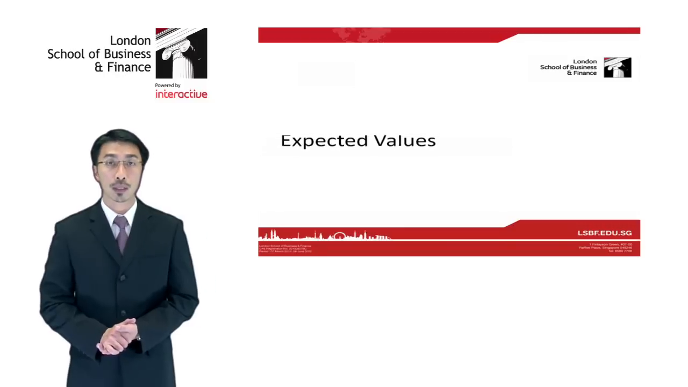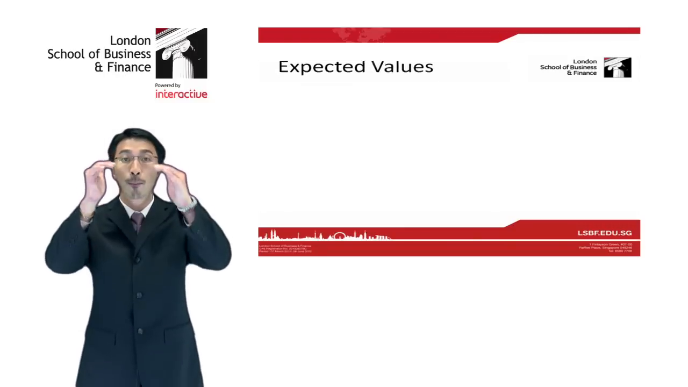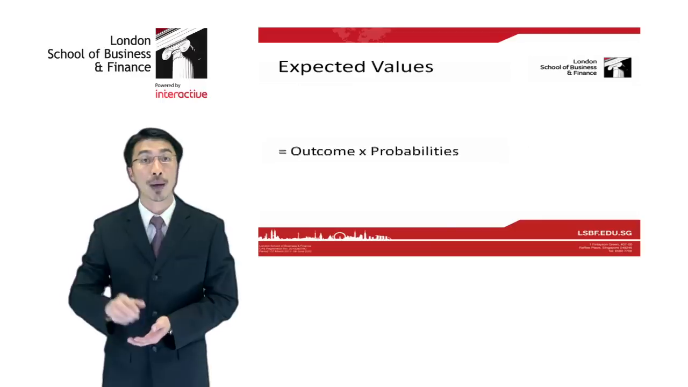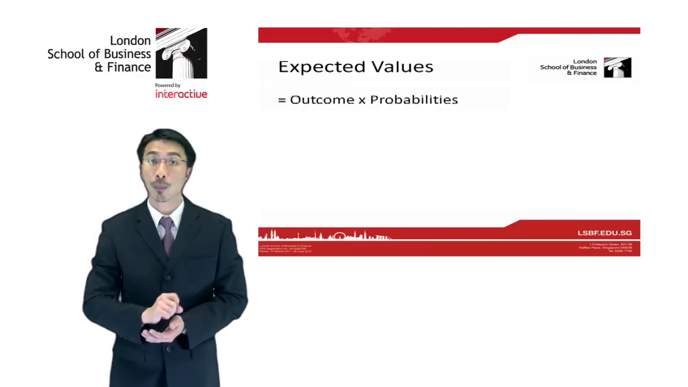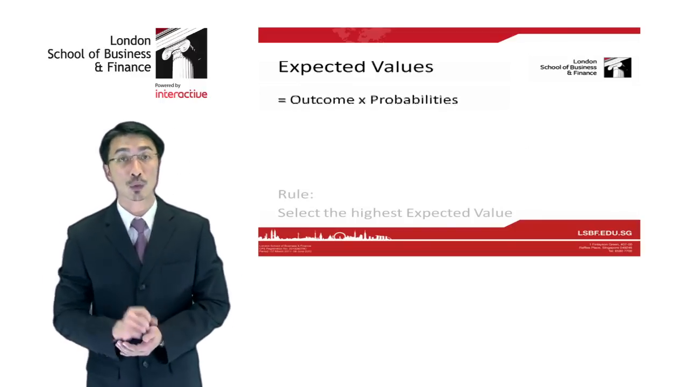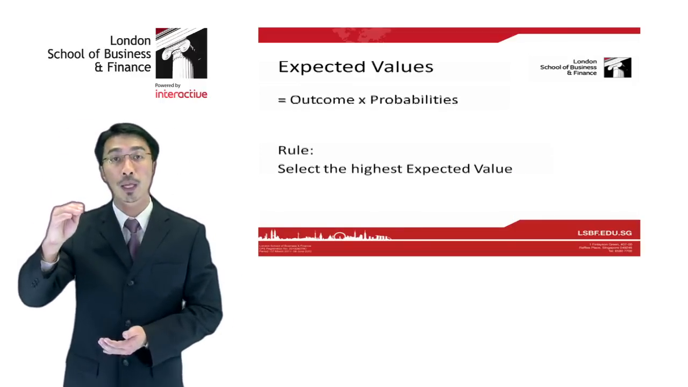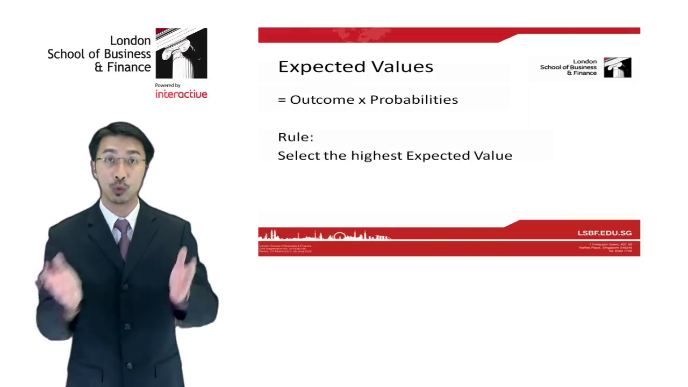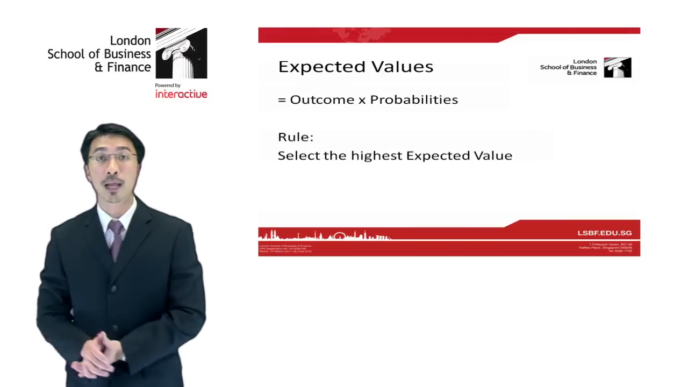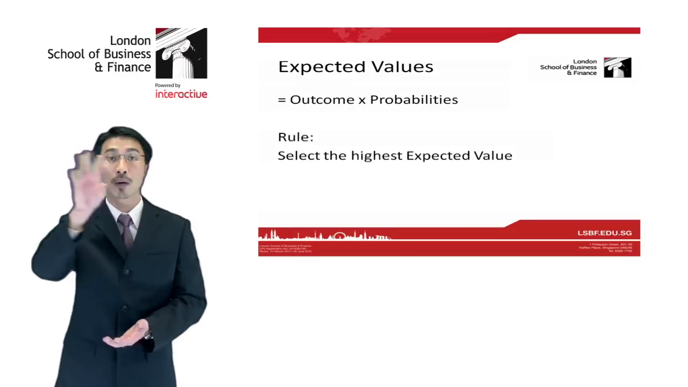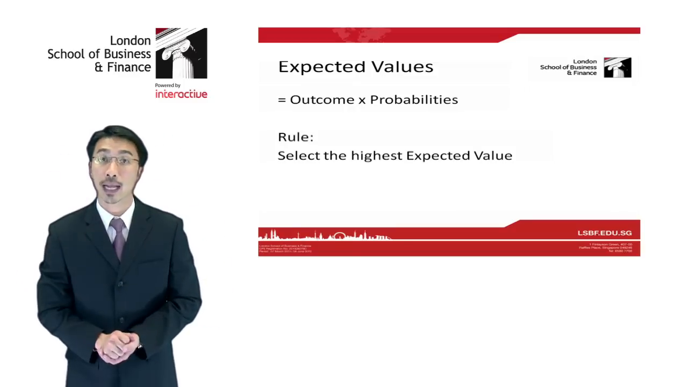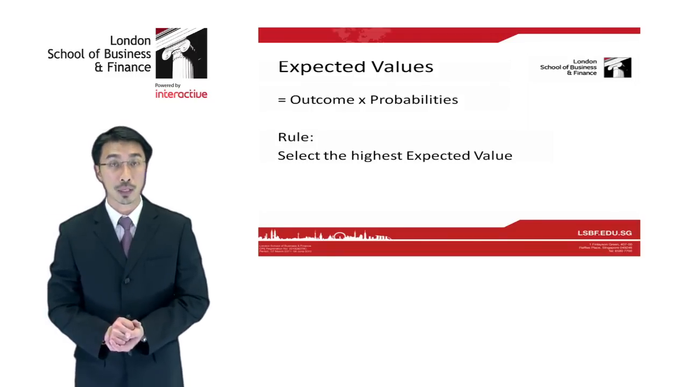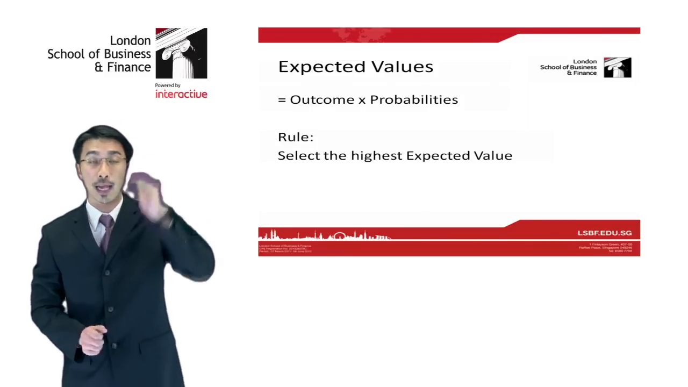For expected values, in the question, you have many outcomes and you'll be given their respective probabilities. Remember, for probabilities, you must have the total probabilities added to be 1.0 or otherwise 100%, no more and no less. Therefore, you will take the outcome, multiply by the probabilities, you will get expected values. And the decision rule to use expected values is to choose the highest expected value.